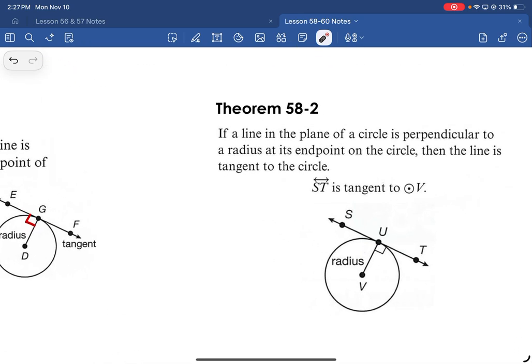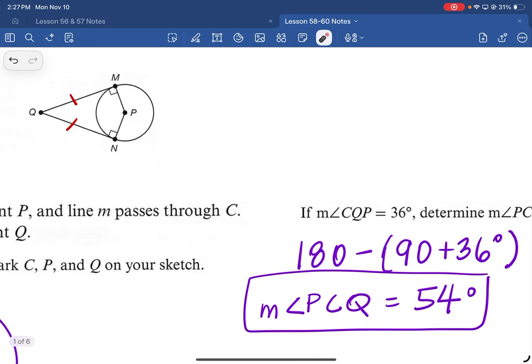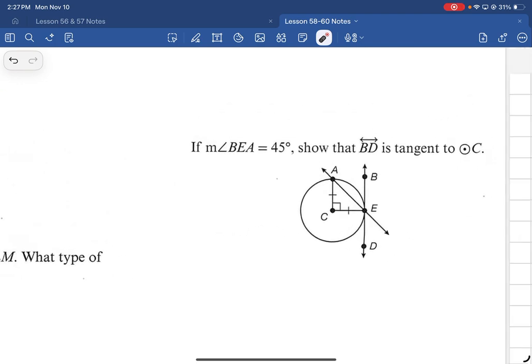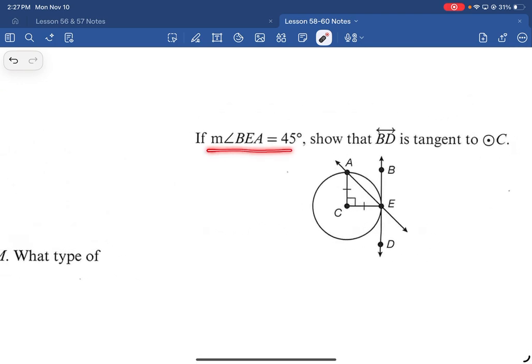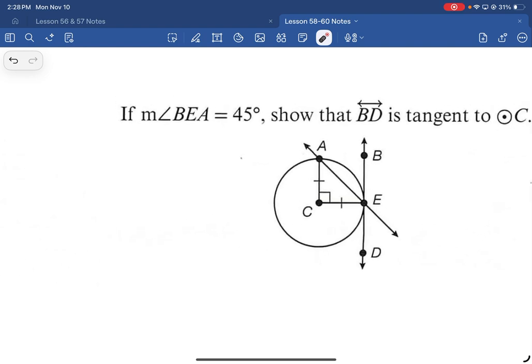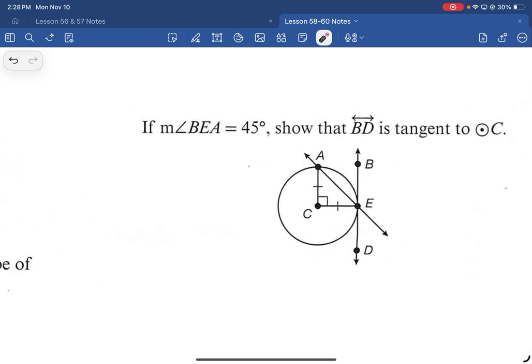Okay, bottom right. Oh, no. I agree, it's rigged. I'm gonna sue. All right. If the measure of angle BEA is 45 degrees, we need to label that in our diagram. Show that line BD is tangent to circle C. So we're going backwards. We need to prove that BD is a tangent line. They're not giving that to us as information. We need to show that. So first things first, see how BEA is right here. So we're going to label that as 45 degrees.